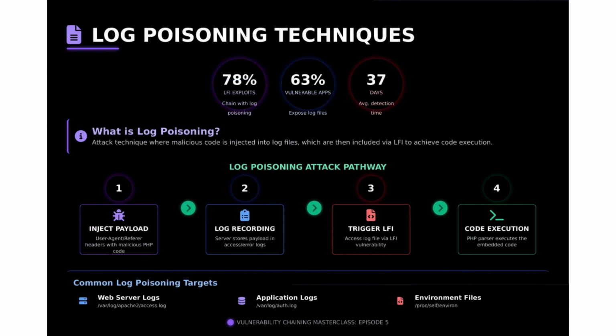Third layer, log poisoning. Servers record logs, IPs, browsers, errors. If you send a request with a custom user agent header, that string gets logged. Now, if there's an LFI that lets me include that log file, boom, the server executes my code. That's log poisoning. And here's the scary stat. 78% of real LFI exploits eventually pivot into log poisoning, while detection takes on average 37 days.